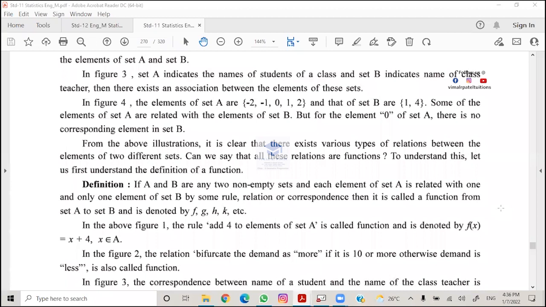Like x plus 4. So whenever you substitute the value of x, 0, 1, 2, you will get the value of the other element of B. Okay, f(x) is equal to x plus 4. x can possess a value of 0, 1, 2. Then instead of x, you will put 0. So 0 plus 4 is 4, 1 plus 4 is 5, 2 plus 4 is 6.